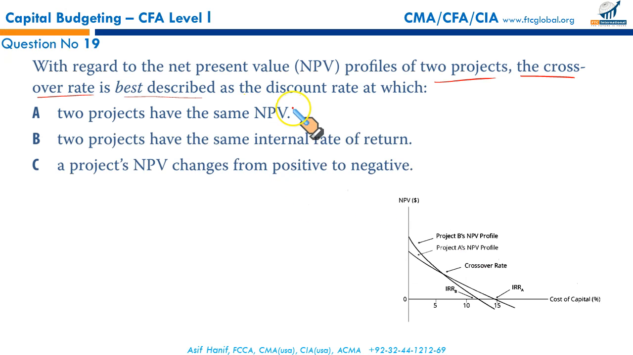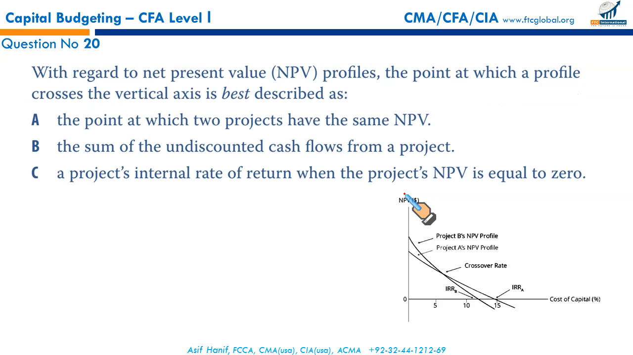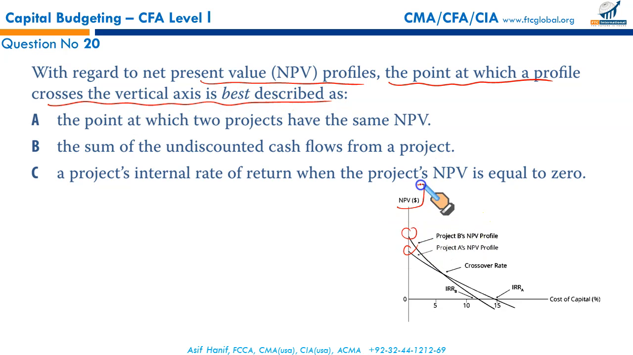2 projects have the same NPV. No need to look for option B and C. It's a straightforward textbook question. With regard to net present value profiles, the point at which the profile crosses the vertical axis. The profile crosses the vertical axis. It shows what? It shows NPV.